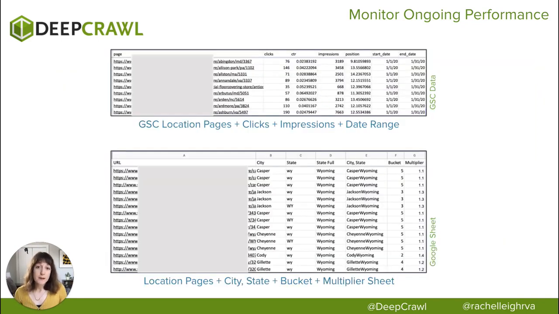Okay, so we're going to set up 2 data sources for Google Data Studio. One is going to be a Google Sheet that's going to have your location pages, the city, state, the bucket, and the multiplier. This is real similar to step 2. And then the other data source is going to be our Google Search Console data, whether this is a Google Sheet like I have listed here, or it's in BigQuery.